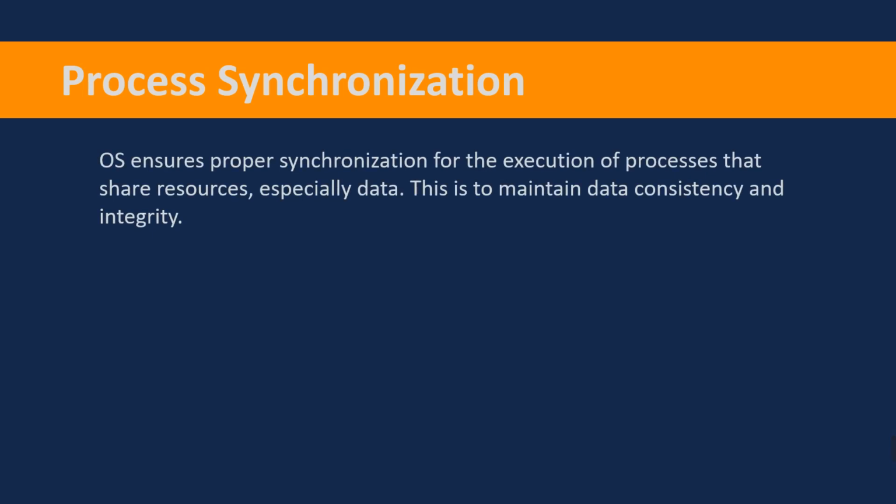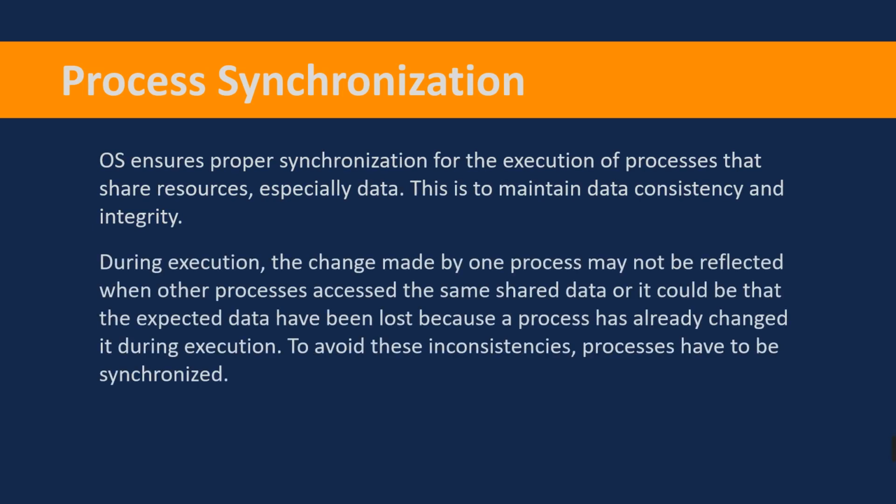The OS ensures proper synchronization for the execution of processes that share resources, especially data. This is to maintain data consistency and integrity. During execution, the change made by one process may not be reflected when other processes access the same shared data, or the expected data may have been lost because a process has already changed it during execution. To avoid these inconsistencies, processes have to be synchronized.